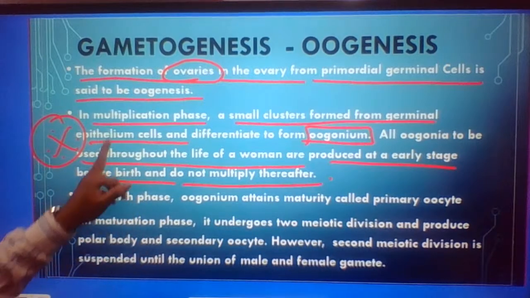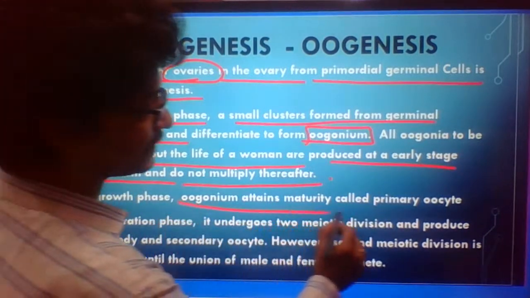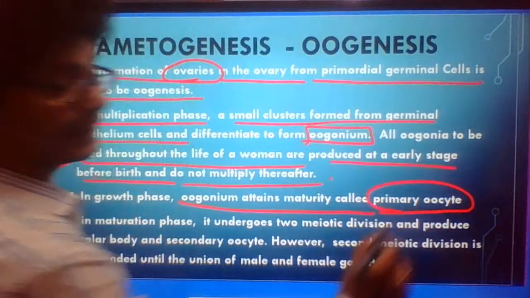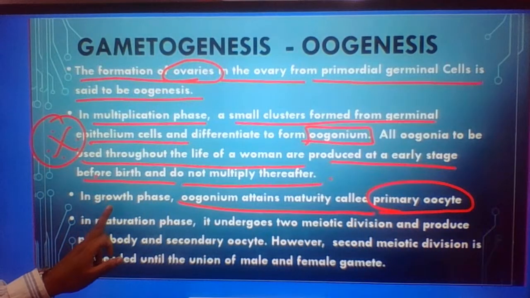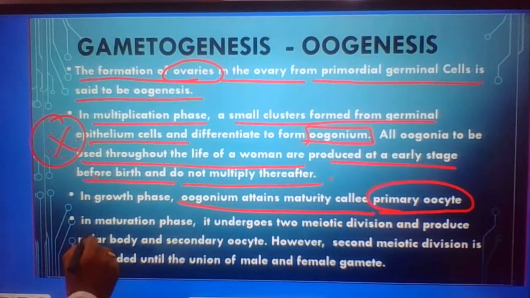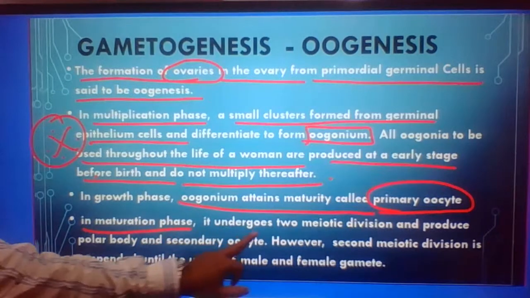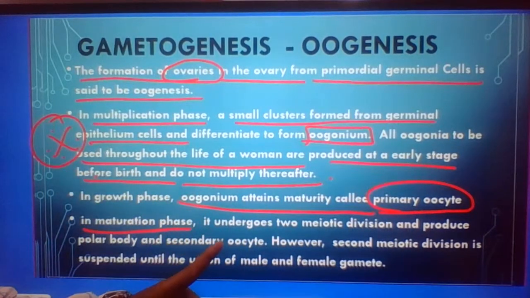In the growth phase, the oogonium attains maturity and the primary oocyte is produced. Now, during the maturation phase, it undergoes two meiotic divisions, first meiotic division and second meiotic division, and produces the first polar body and second polar body. The fate of the polar bodies is that they start degenerating, right?